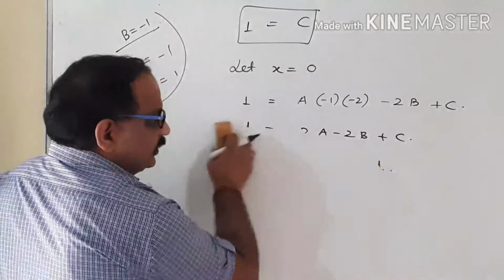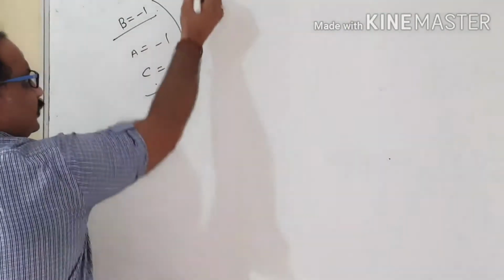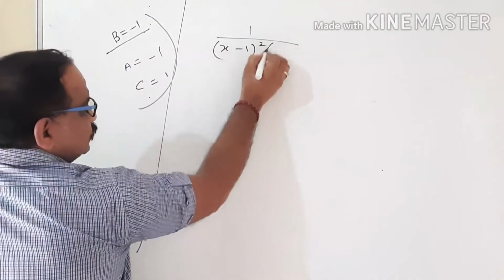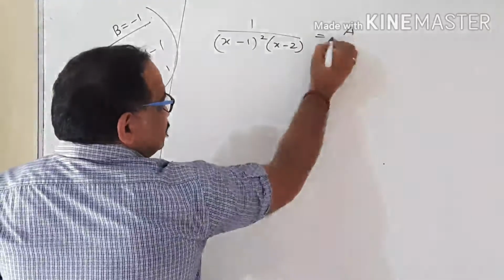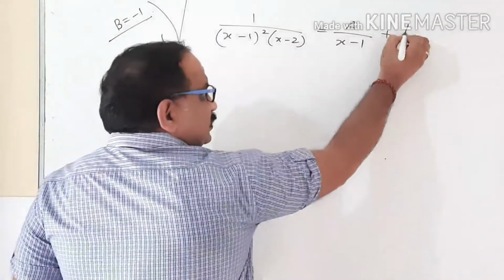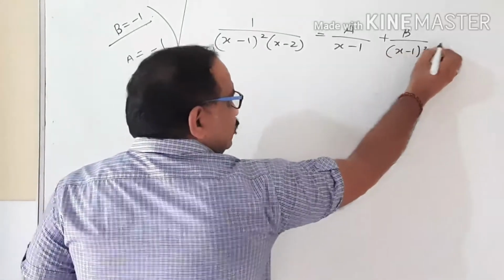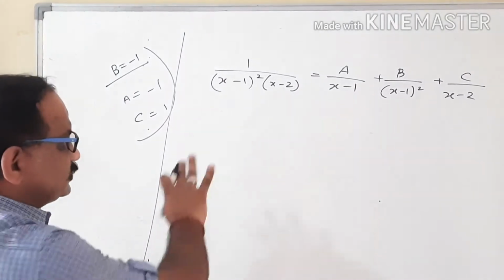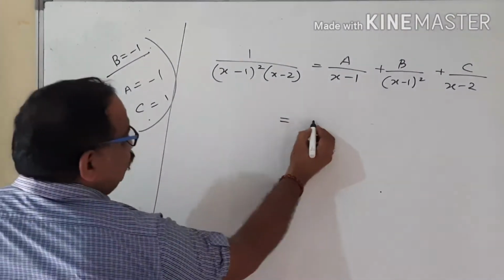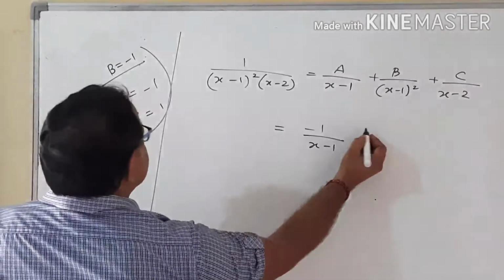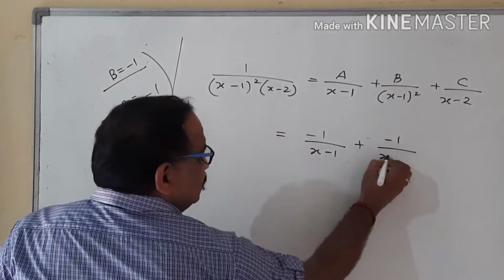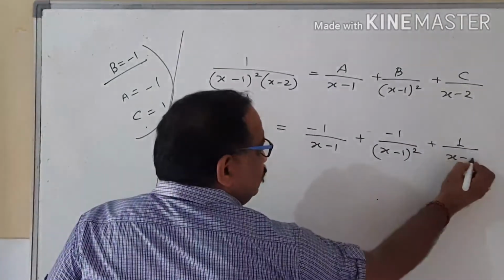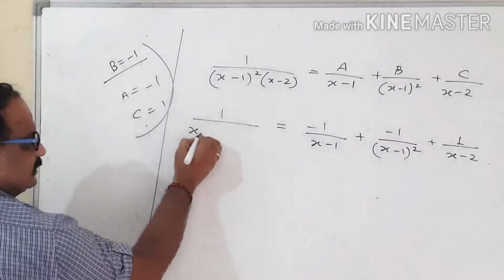Now we can conclude our integration portion. So initially, our question is 1 upon (x minus 1) square times (x minus 2), that was a upon x minus 1 plus b upon (x minus 1) whole square plus c upon x minus 2. Now we have to substitute the values. So in place of a, there is minus 1. In place of b, there is also minus 1. And in place of c, we have to substitute plus 1 upon this one. That is the value, and this is the partial fraction.